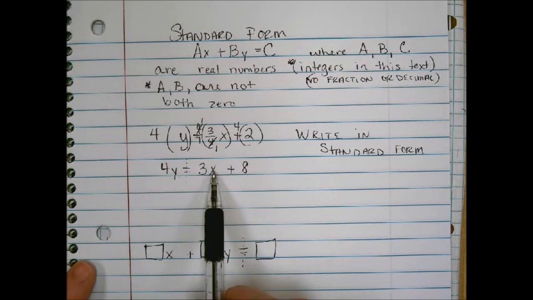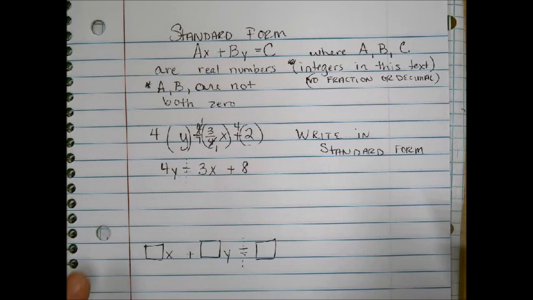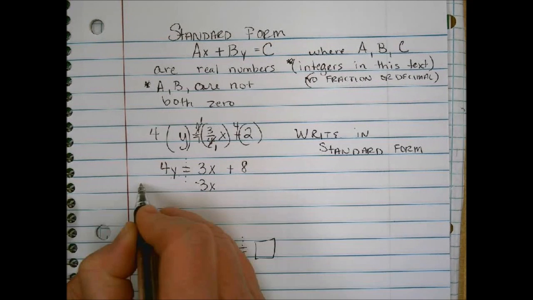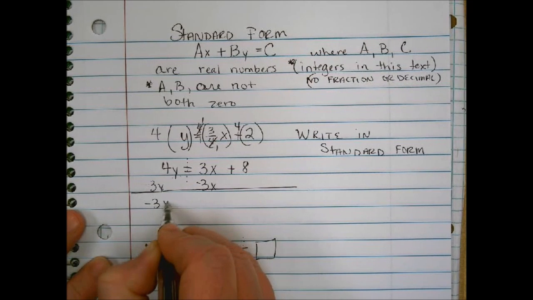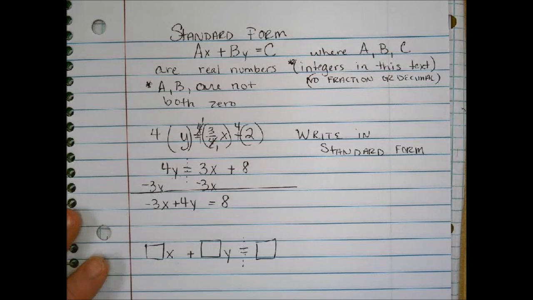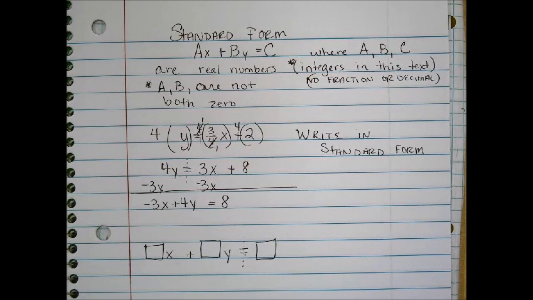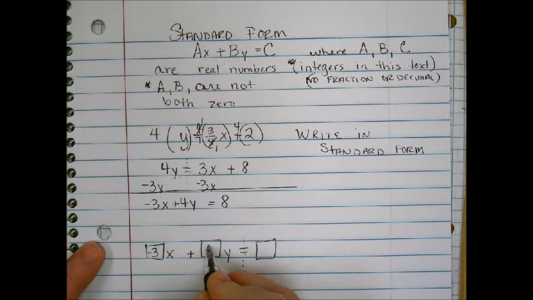What about the 3x? Does it need to be on the right side with the 8, or does it need to be on the other side? What do I need to do to remove the 3x from the right side and insert it on the left side? Subtract 3x. So now this says negative 3x plus 4y equals 8. Did that fix my problem? Do I have it in the right form now? Is it the x, then the y, then the equal sign, and then the constant? Negatives are allowed. Fractions are not, but negatives are allowed. So, do we think we're done? We are. So this answer is negative 3x plus 4y equals 8.